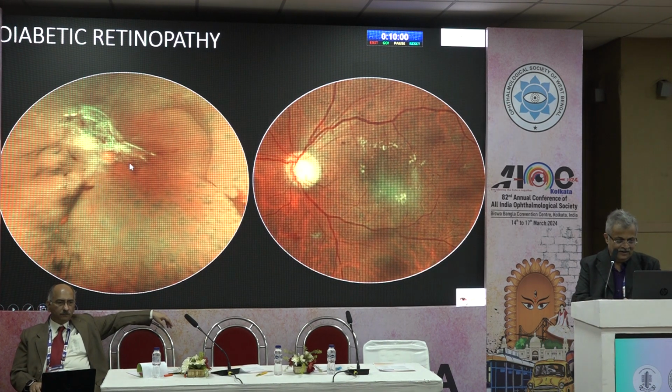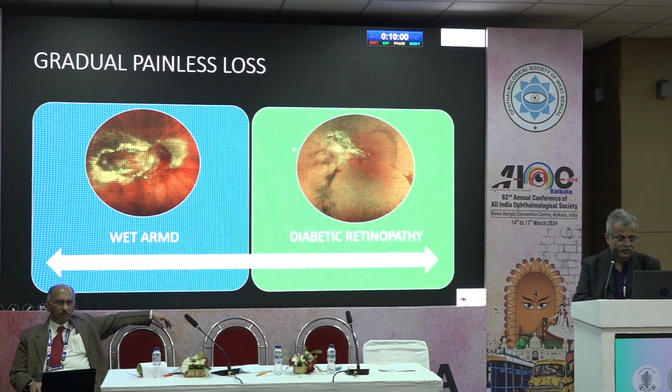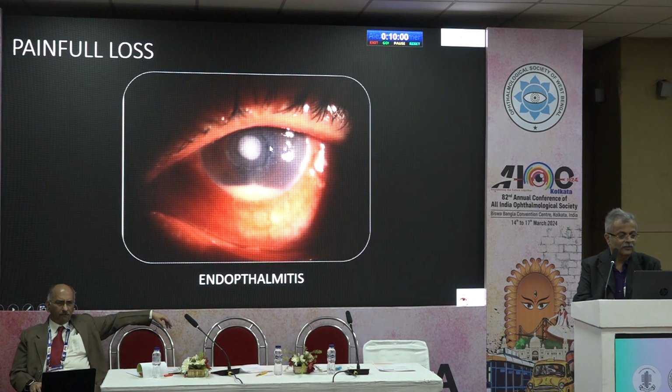Now this is classic diabetic retinopathy proliferative type, and this is diabetic macular edema, which again would present as loss of vision or gradual loss of vision. So these are the photographs what you saw.